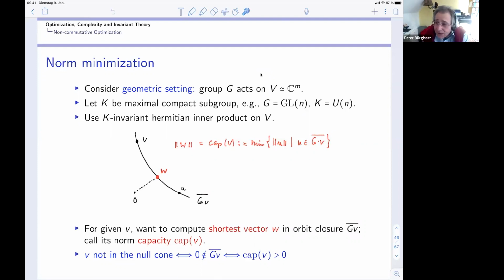Then we see there is a connection to the null cone. The vector V being in the null cone just means that the orbit closure gets arbitrarily close to zero, so it just means capacity zero. Or if I turn it around, V is not in the null cone if and only if I have positive capacity.